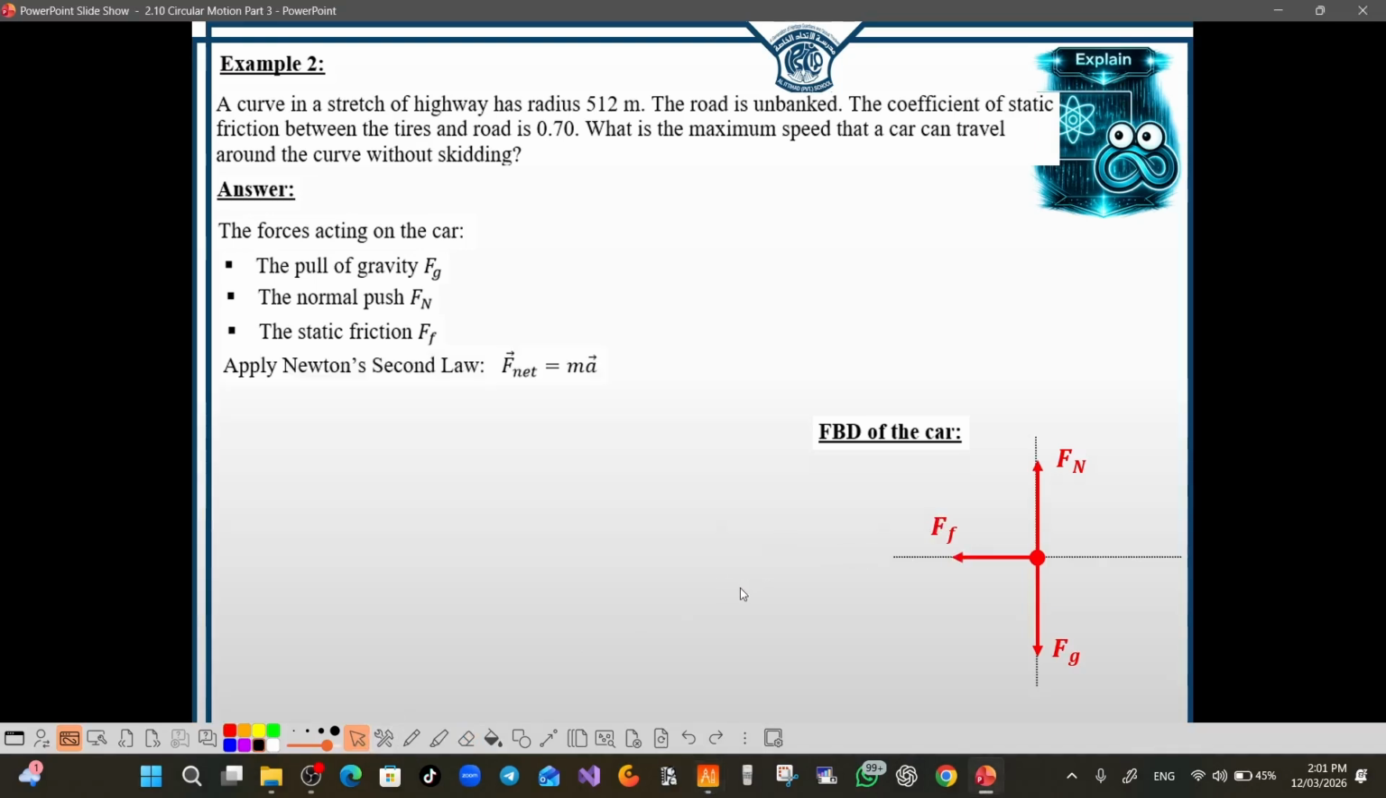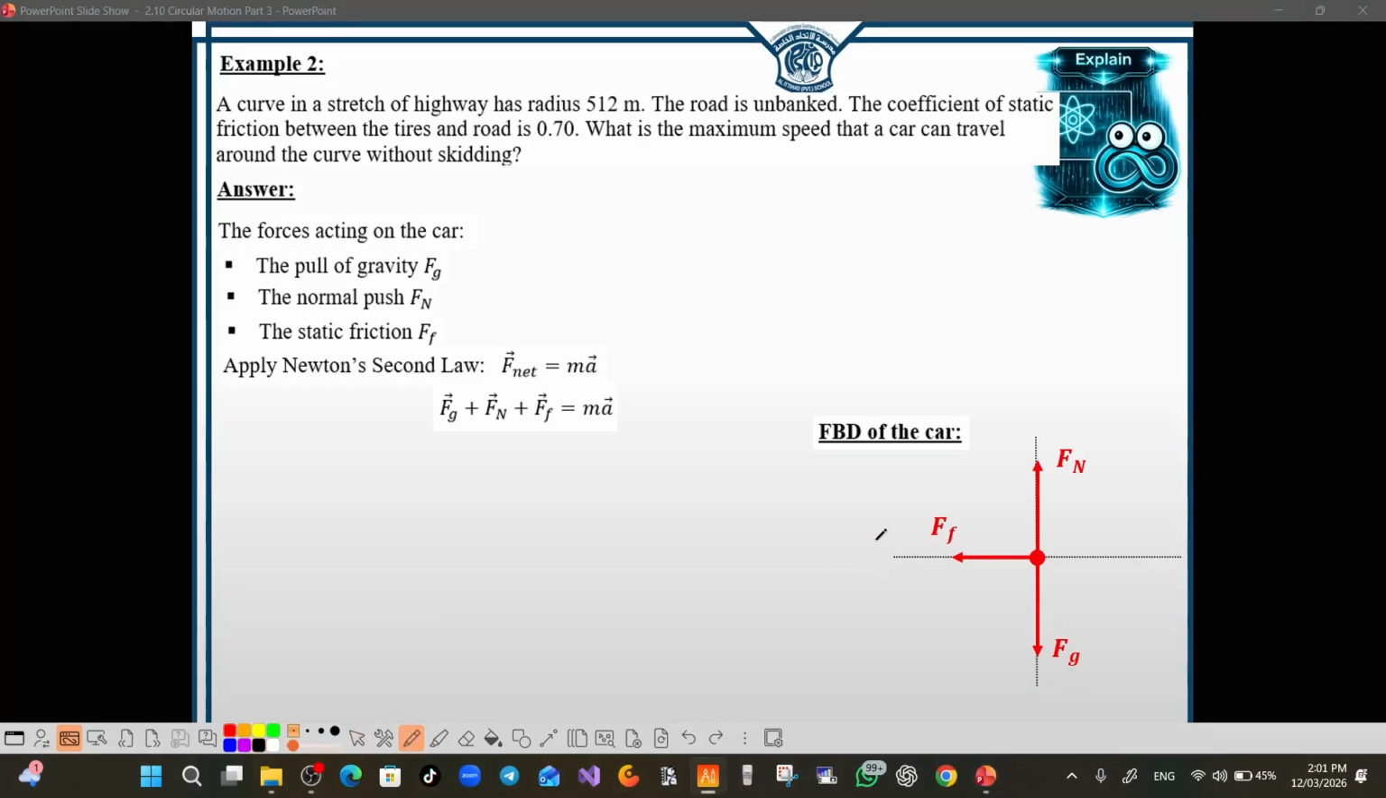Now let's apply Newton's second law. F net is equal to ma. Fg plus Fn plus Ff equals ma. So this is the vectorial equation. Now we need to project. However, I'm not going to project along the x-axis and the y-axis. Instead of that, I will use different terms. So here, along this axis, this is the radial axis, or the centripetal direction.